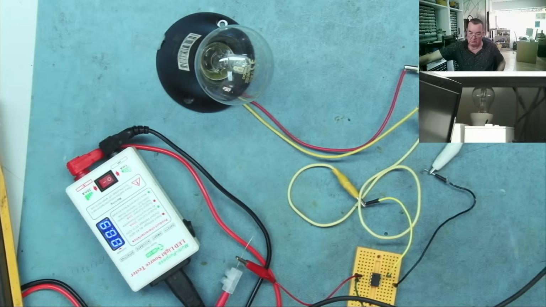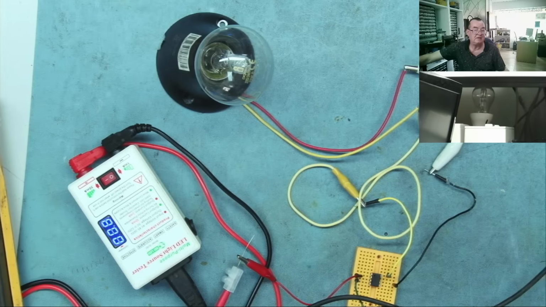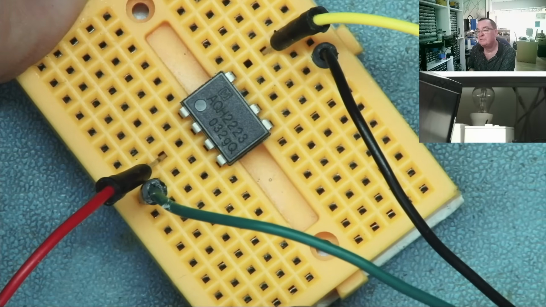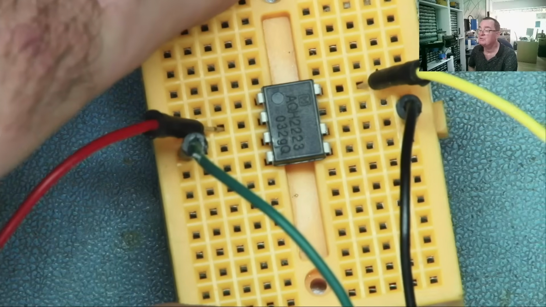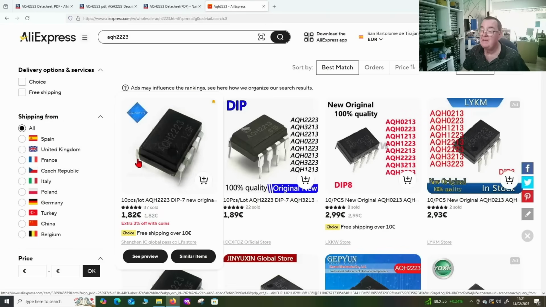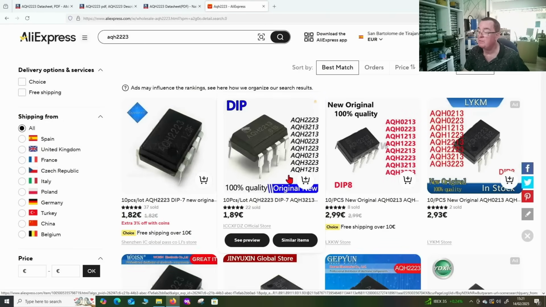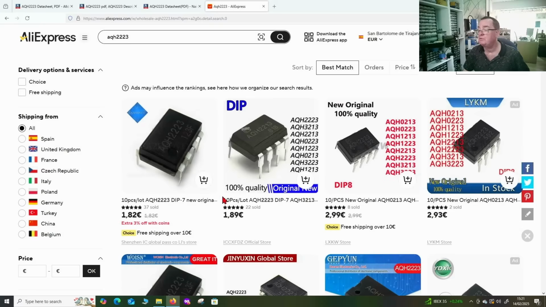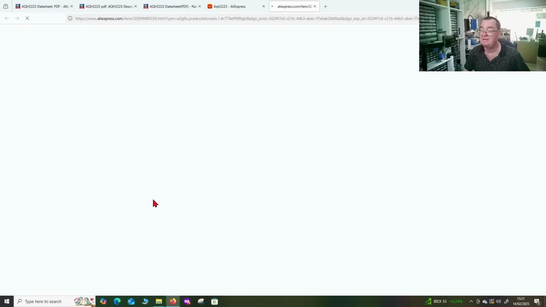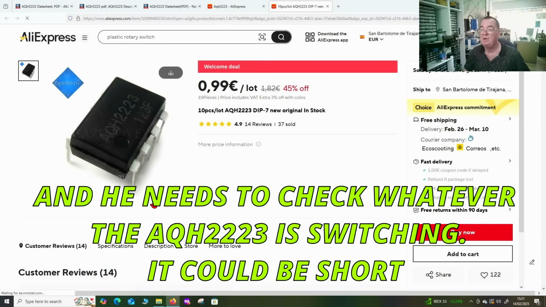Switch on. 0.8, I mean, this is not accurate. Guys, faulty. AQH2223 connected exactly as the datasheet says. Let's see if I can get some of these because I don't have any. Yeah, I can and they're quite inexpensive. Okay, with free shipping, yeah, no problem. So I'll order some of those and then I'll have to give this back to the customer and we'll find out if this solves the problem, but we have a definite fault there.